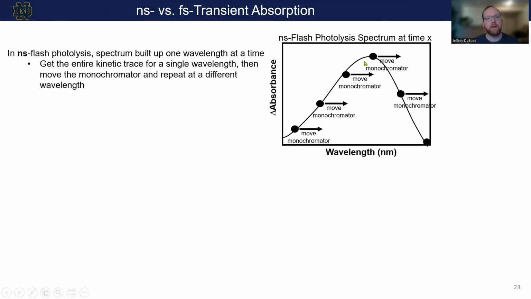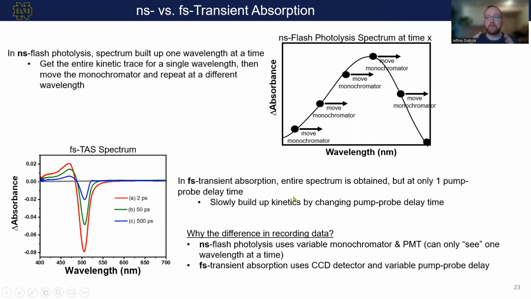Whereas in femtosecond transient absorption, because we're using the CCD detector, we're getting the entire spectrum. We're only doing it at one pump probe delay time until we physically move that optical delay rail a little bit further in distance. That allows us to slowly build up the kinetics by moving that optical delay, by building in an extra distance that the laser pulses have to travel.